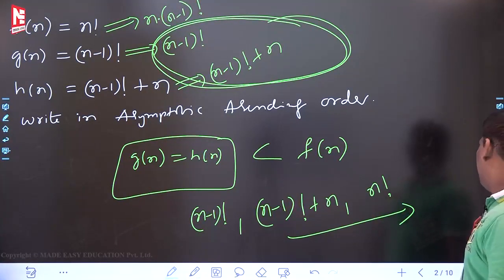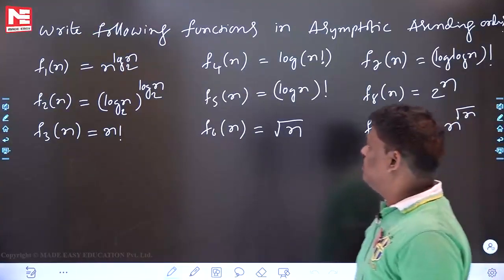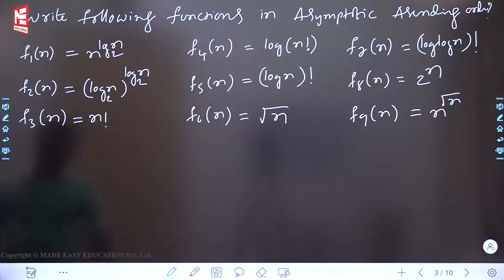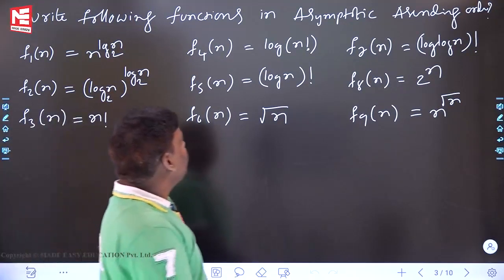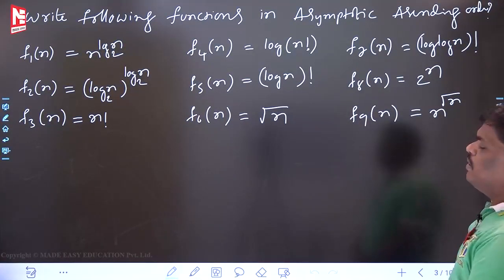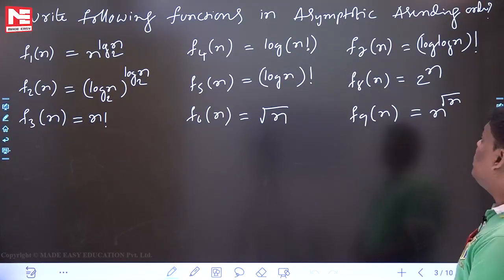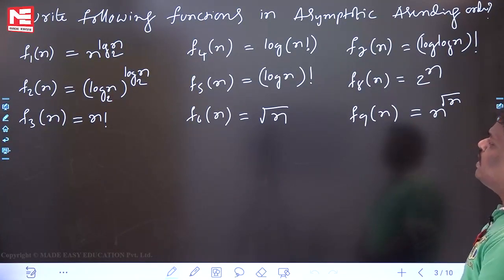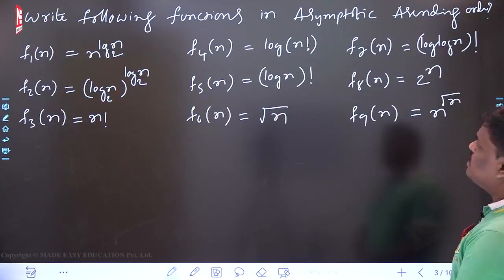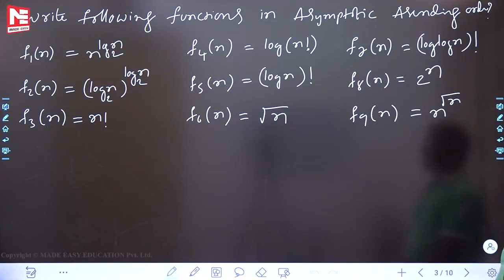Otherwise, it's okay. Right? Now, let's go to one more problem. Right, this may be a lengthy problem because almost 9 functions are there. This is also the same thing as the previous problem, but here 9 functions are there. So, write the following functions in asymptotic ascending order. Previously 3 functions were there. Now, here 9 functions are there. You should write in the ascending order. Smaller to bigger, you have to write. Right? Please read once and we will arrange one by one.